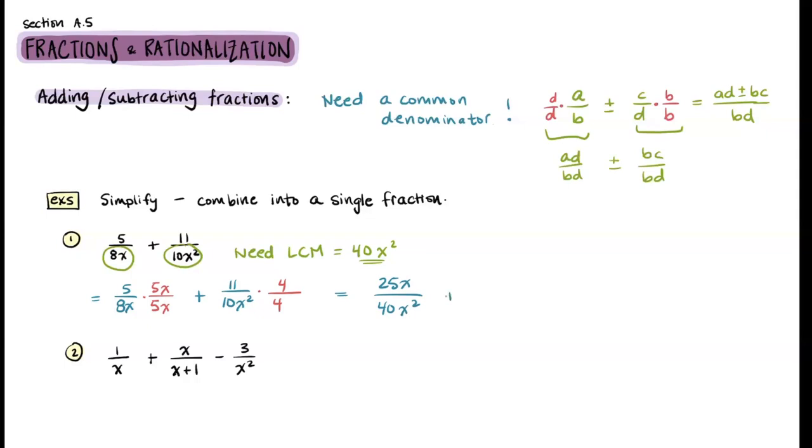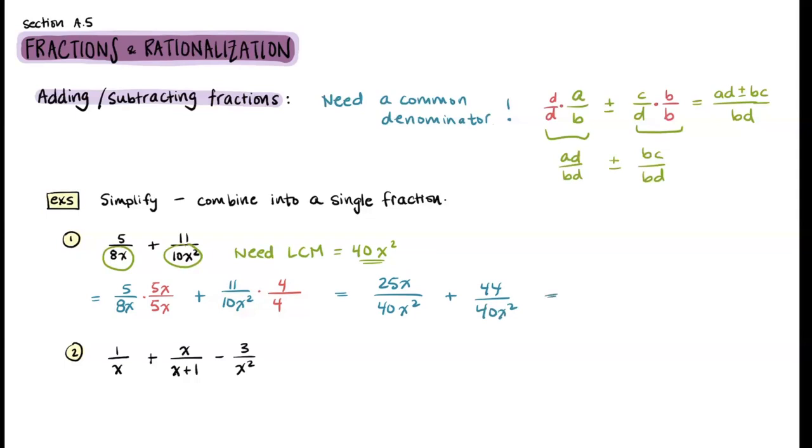Okay, the second fraction, 11 times 4. That's going to give us 44. Then we have 10x squared times 4. That gives us 40x squared. Good, that's the denominator we were hoping to get, right? So now we have common denominators.